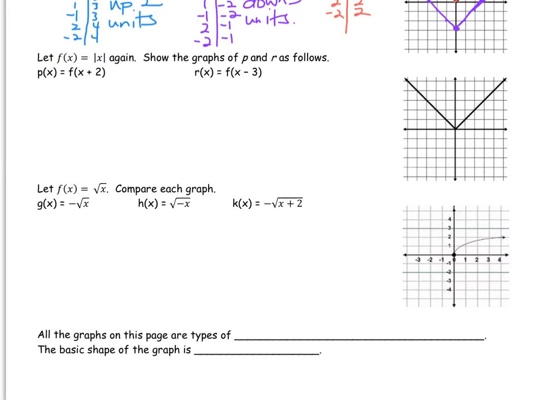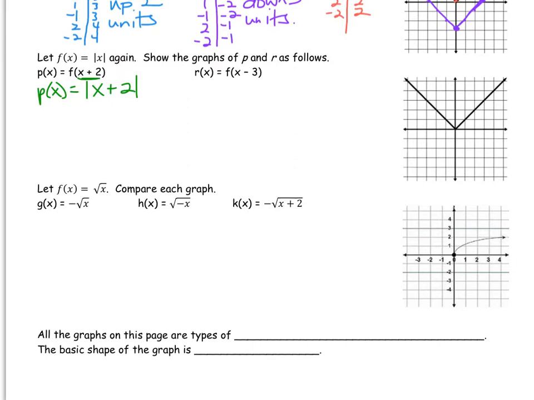Let's try another round of transformations. Let f of x equal absolute value of x again, so you can see our graph on the right. Now show the graphs of p and r as follows. P of x equals f of x plus 2. So now this is different. If x plus 2 is in the parentheses, then p of x is going to be the absolute value of x plus 2. Whatever's in the parentheses is what goes in that absolute value location.